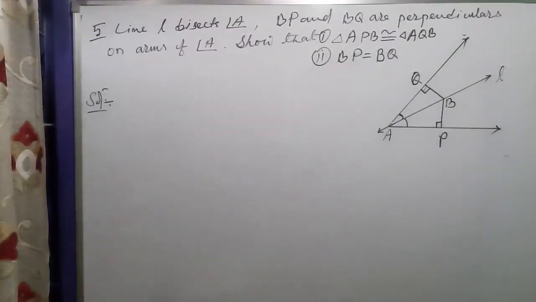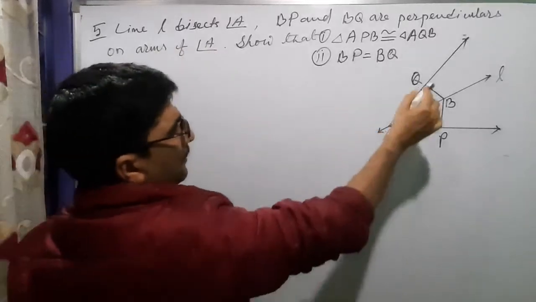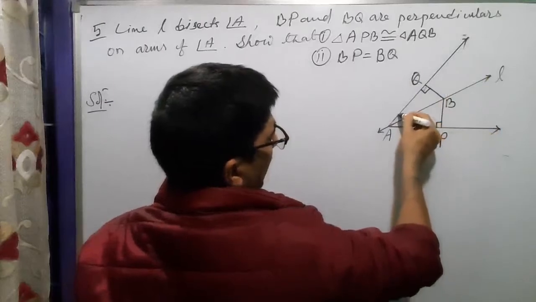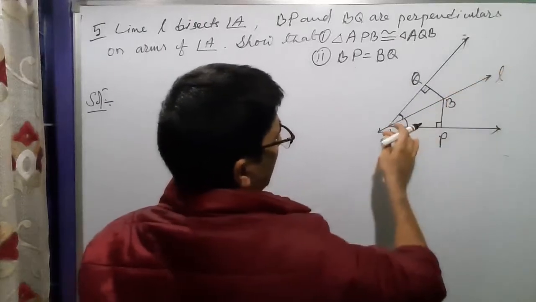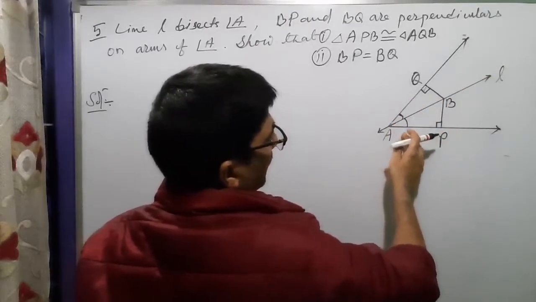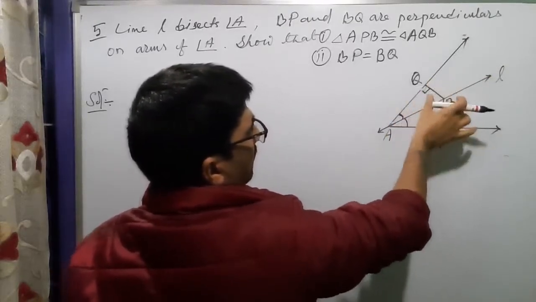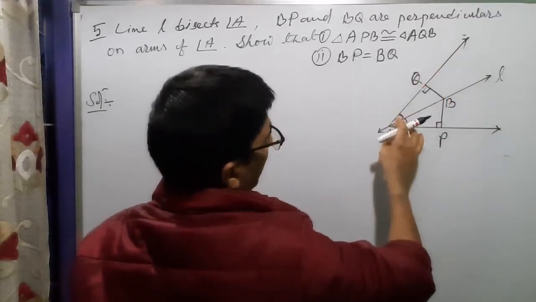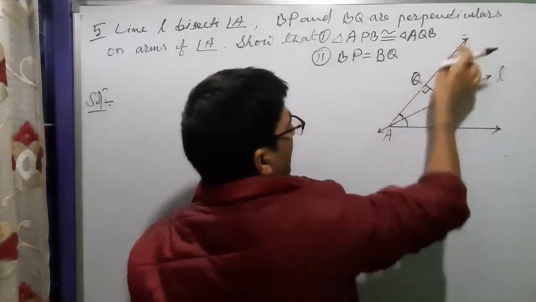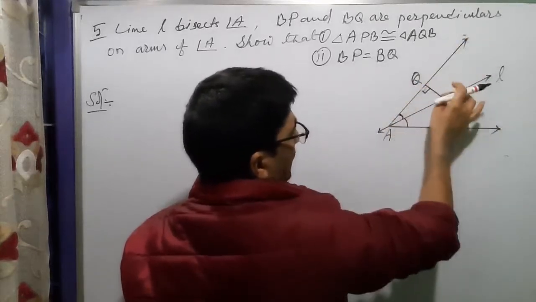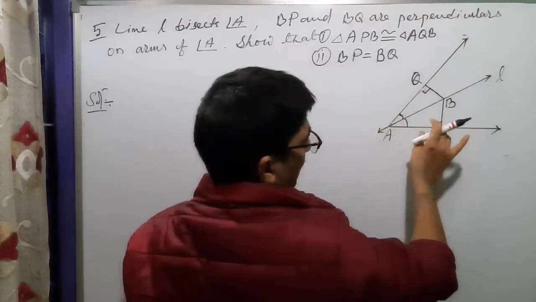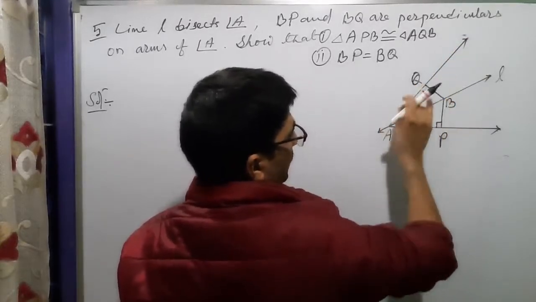Then friends, question number 5, what is given? L bisects this angle A, given in the question. L is a line which bisects this angle, and BP and BQ are the perpendiculars on the arms of angle A. This is angle A, and these two are the arms. BP and BQ are perpendiculars on these arms. It is given. Now we have to prove this triangle congruent to this triangle.